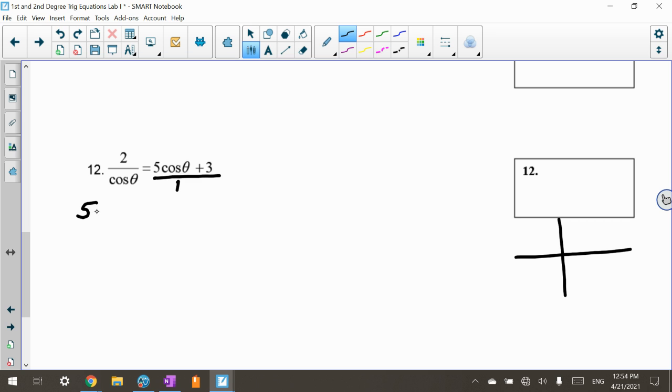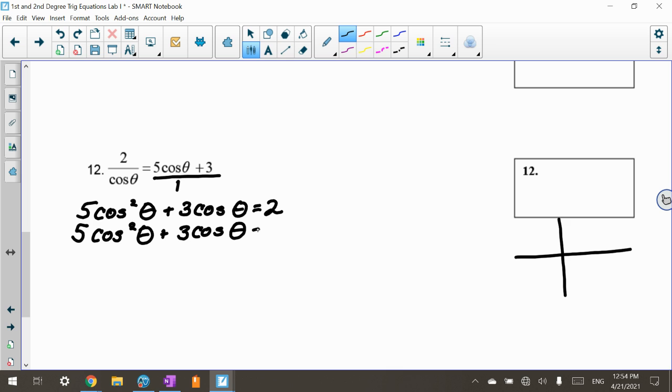So I cross-multiplied, and that's going to be 5 cosine squared theta plus 3 cosine theta. I just multiplied both of these by cosine theta, equals 2. And then I notice it's a quadratic, so I'm going to move over the 2 and subtract 2 so that it equals 0. Now it's in a form I can work with, and I'm going to use the quadratic formula to solve this. You can do factoring, but a lot of people prefer the quadratic, because we're solving for the angle when we're done. So a is 5, b is 3, c is negative 2.